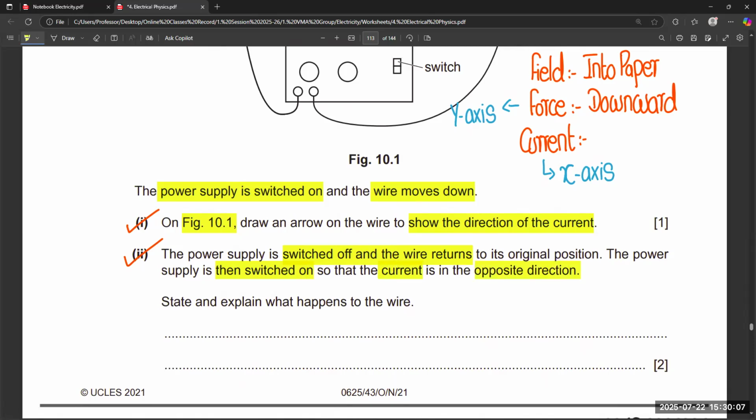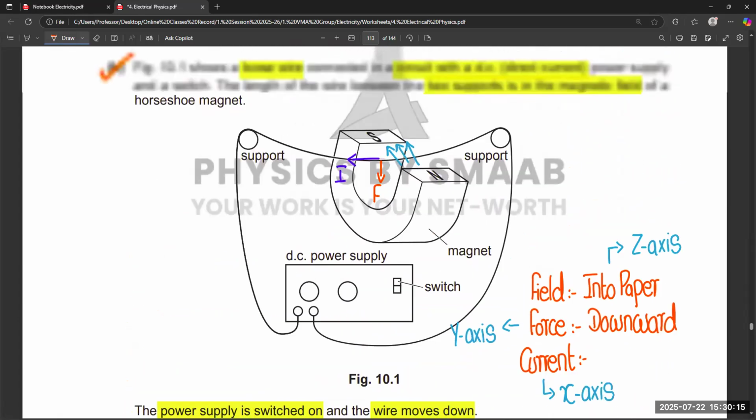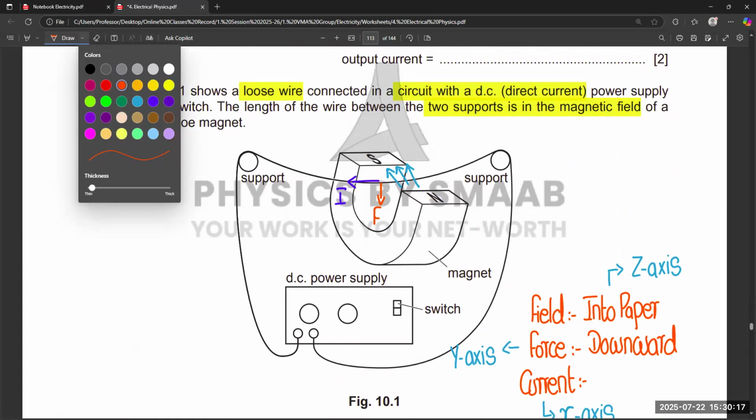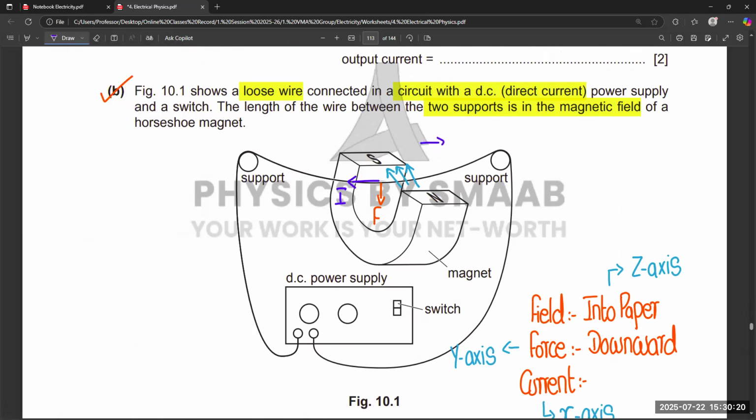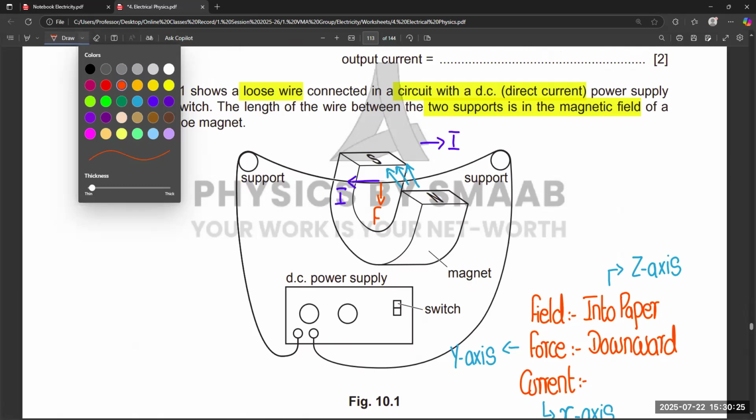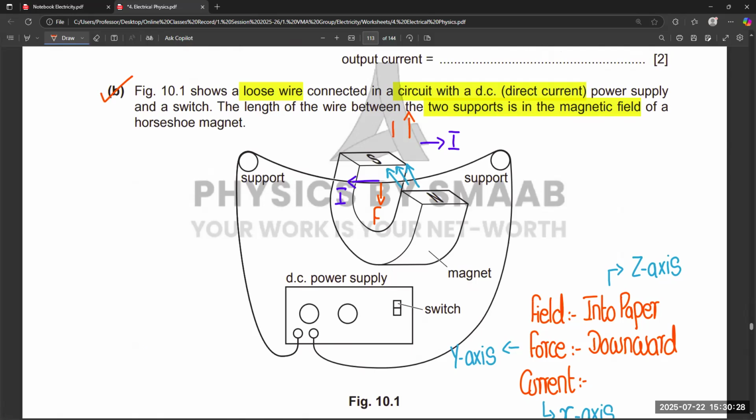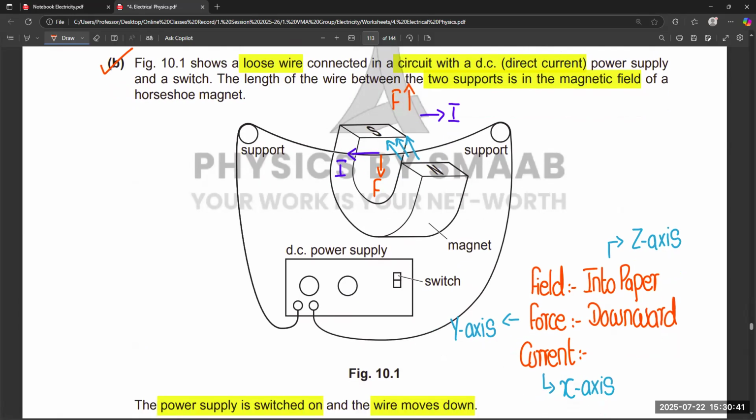Now the current is in the opposite direction, so the question is what happens to the wire. Definitely, when we change the direction of current towards the right hand side, because of the change in one quantity, the force on the conductor also changes. It will be in an upward direction, because the magnetic field remains the same, as the poles are not changing. So only the direction of force changes because of the direction of electric current.